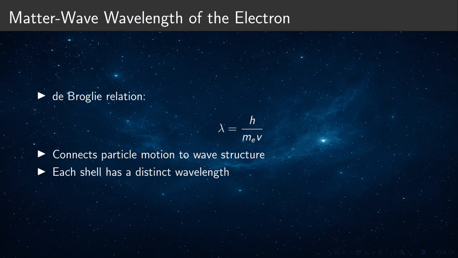Matter wave wavelength of the electron. With discrete velocities established for each shell, Louis de Broglie's matter wave hypothesis provides a direct connection between particle motion and wave structure. The associated wavelength is given by lambda equals h over m_e v, where h is Planck's constant, m_e is the electron mass, and v is the orbital velocity.